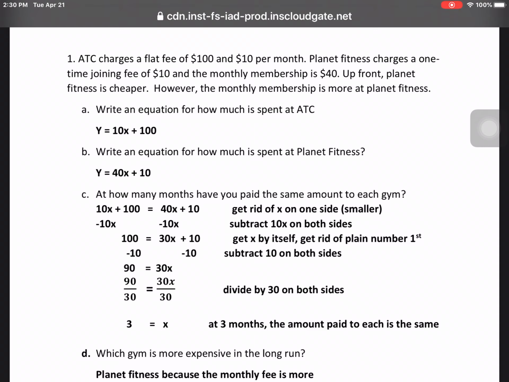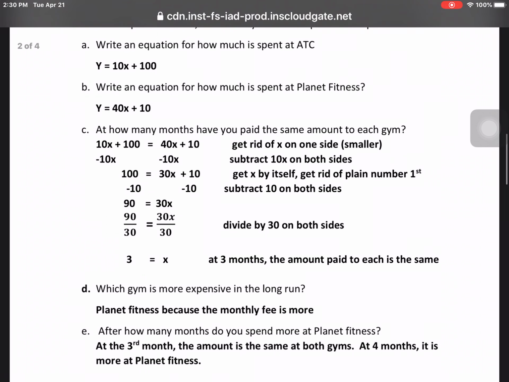Part C, how many months have you paid the same to each gym? So we're going to take the 2 equations from A and B, set them equal to each other. Okay, why do we set them equal to each other? We want to know when the ATC membership of 10x plus 100 equals the Planet Fitness membership of 40x plus 10. So we want to solve for X to find out when, how many months, those 2 memberships are equal.